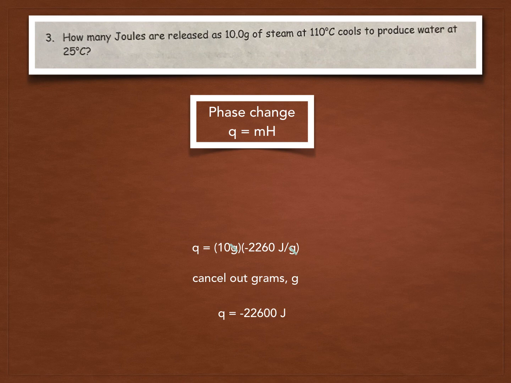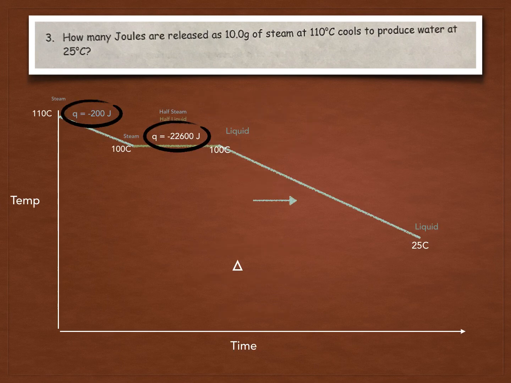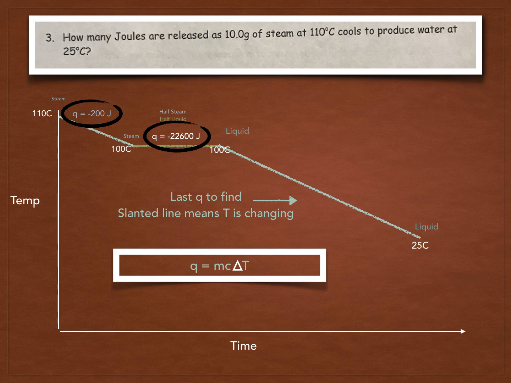Plug in your values according to the equation and cancel out your units. The only remaining unit is joule, which is an indicator that our calculations are correct since the heat value Q is measured in joules. Repeat the process for the third section.